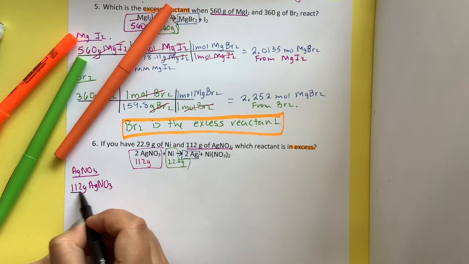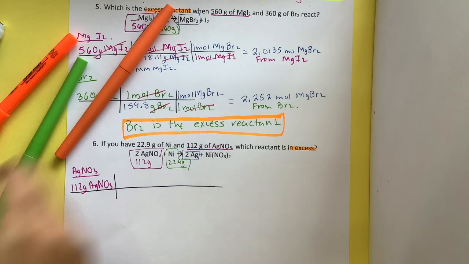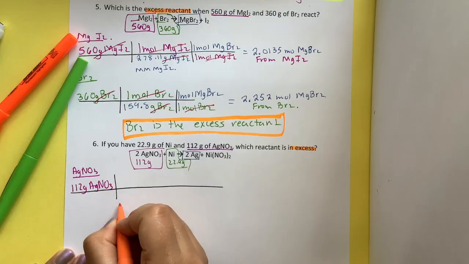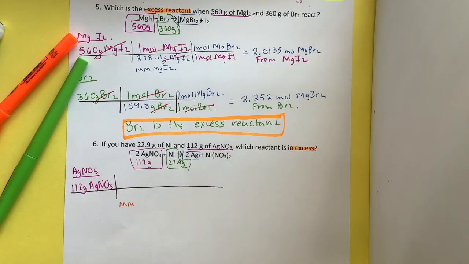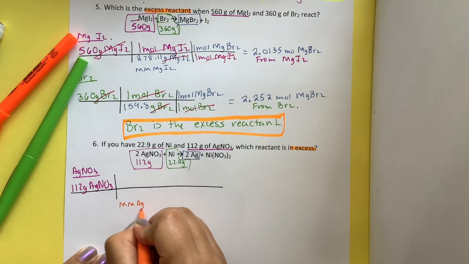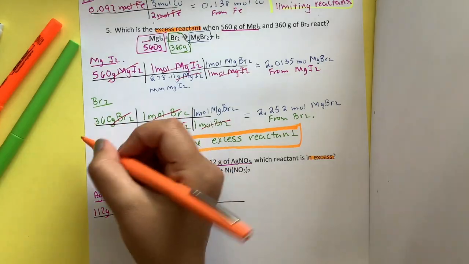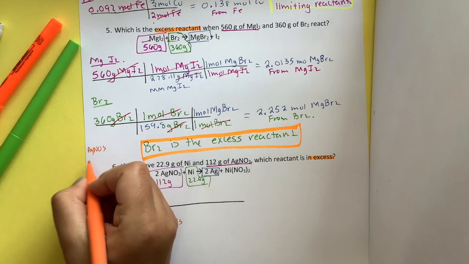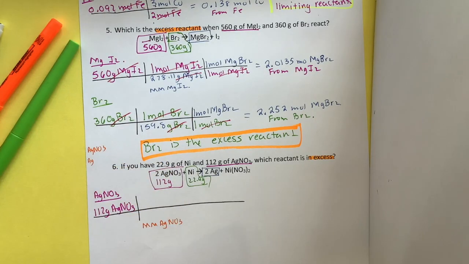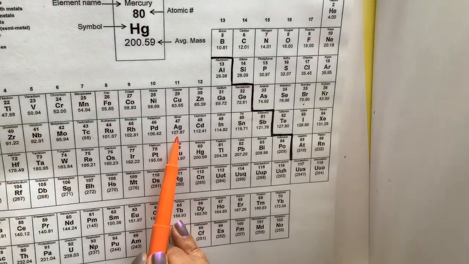Since I am in grams and not in moles, remember that my first step is going to be to do the molar mass for AgNO3. Okay, I'll do it here. So AgNO3. If I look at the periodic table for silver, its mass is 107.87.